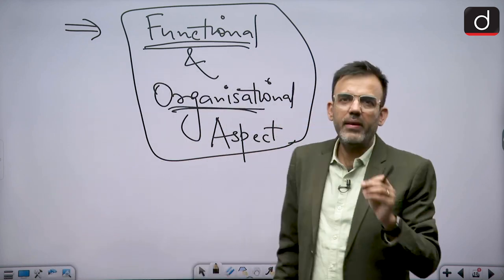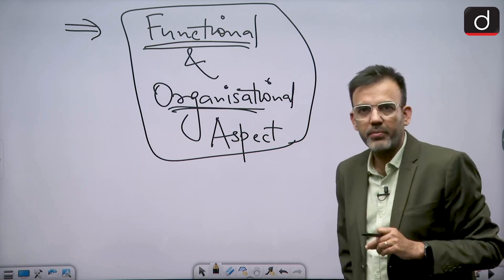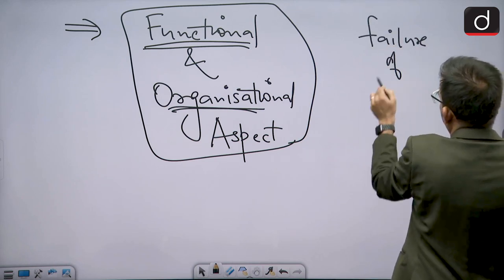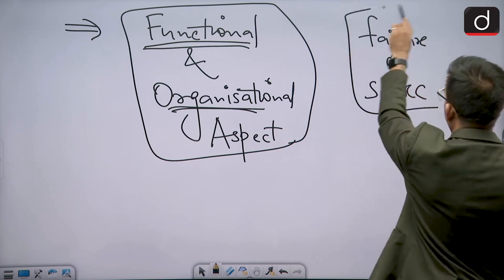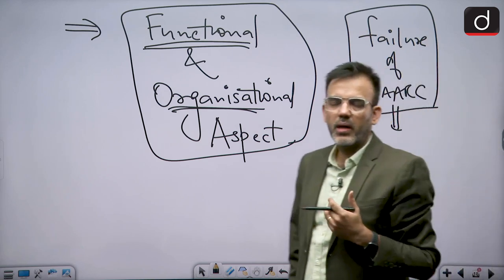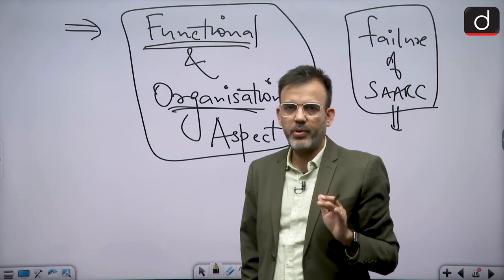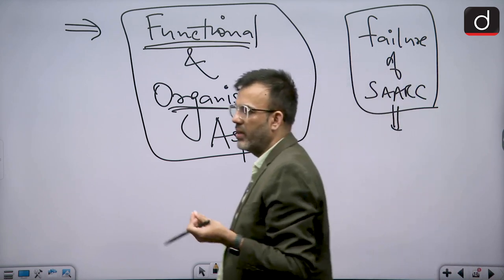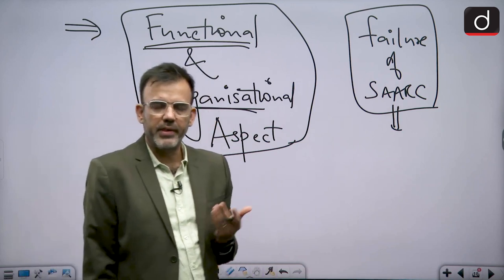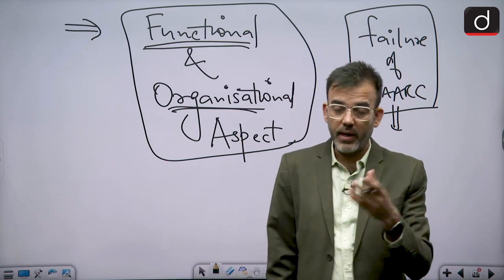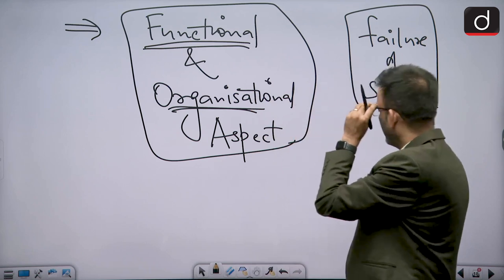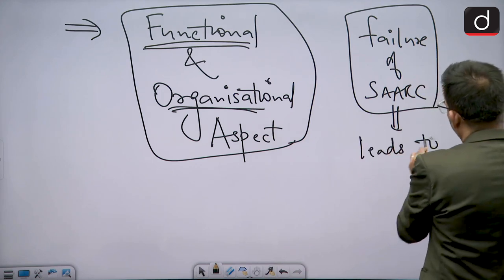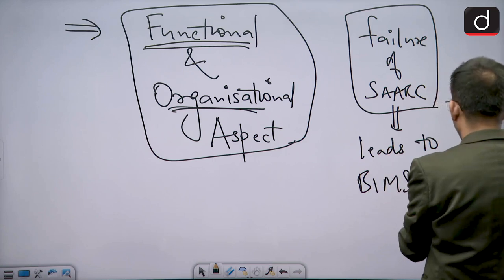The main aspect behind the creation of BIMSTEC was the failure of SAARC. Failure as a concept, SAARC is still alive, but on the practical ground realities, we can say SAARC has already failed, because from 85 till now, SAARC has not produced anything. South Asia is one of the most poorly connected regions in the world. We don't even trade 5% amongst each other, when a region like ASEAN has 25% trade between them. That itself speaks volumes about the failure of SAARC. So failure of SAARC leads to BIMSTEC. This is a thumb rule, always remember this.